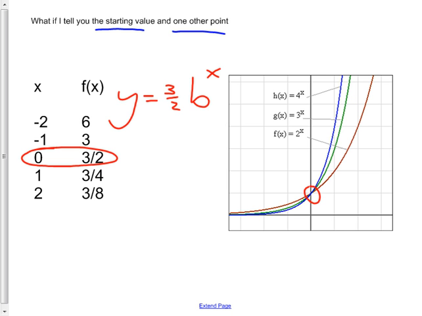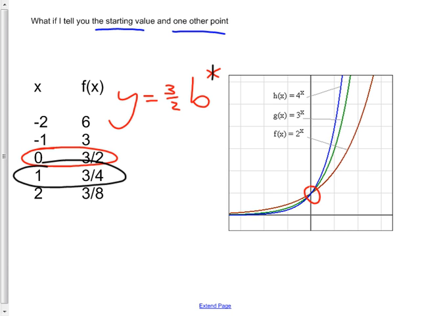Any of the other points on the list. Some of them are easier than others to use. What do you think would be the nicest thing to put in for x? x is 1 is really nice. Okay, if I put in this one right here, because then if x is 1, you see how b to the 1 is just b?